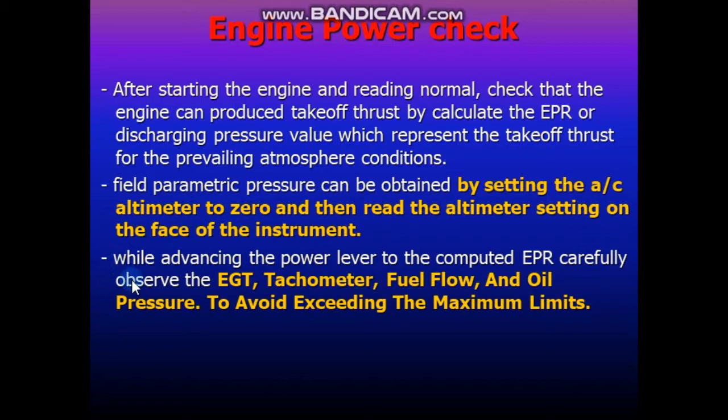After that, while advancing the power lever to the computed APR, carefully observe the EGT, the tachometer, fuel flow, and oil pressure to avoid exceeding the maximum limit. So when you make takeoff power, you have to focus on the APR, also on the EGT, after that the tachometer, fuel flow, and oil pressure, to see that they are within limits. If they are exceeding the maximum limit, then there are problems and you have to solve them.